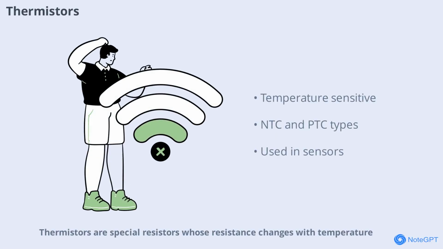Thermistors are special resistors whose resistance changes with temperature. They are widely used in temperature sensing and control applications such as thermostats and electronic thermometers. There are two main types: NTC (negative temperature coefficient), where resistance decreases as temperature rises, and PTC (positive temperature coefficient), where resistance increases with temperature.